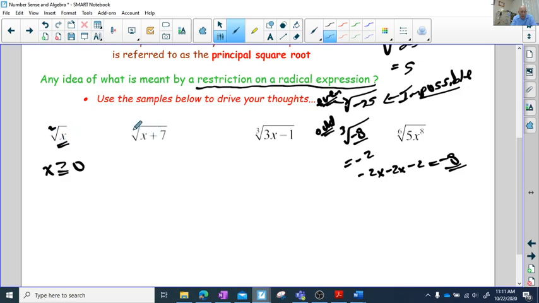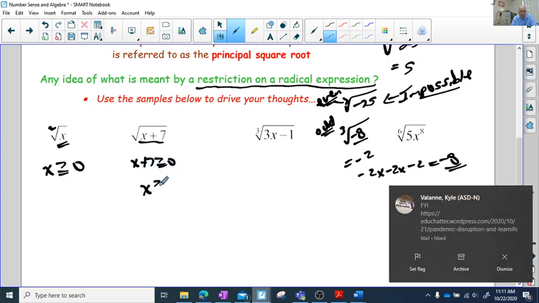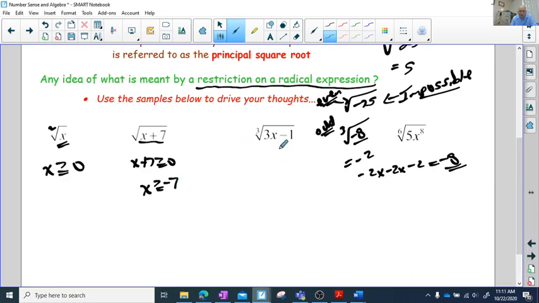Index is 2, which is even. The radicand, that means whatever's underneath there must be bigger than or equal to 0. Well, now you just solve this and say, well, that would happen if x was bigger than or equal to negative 7. This one is an odd index, cube root. I would have no issue with x being any type of a number in that one because the index is odd.